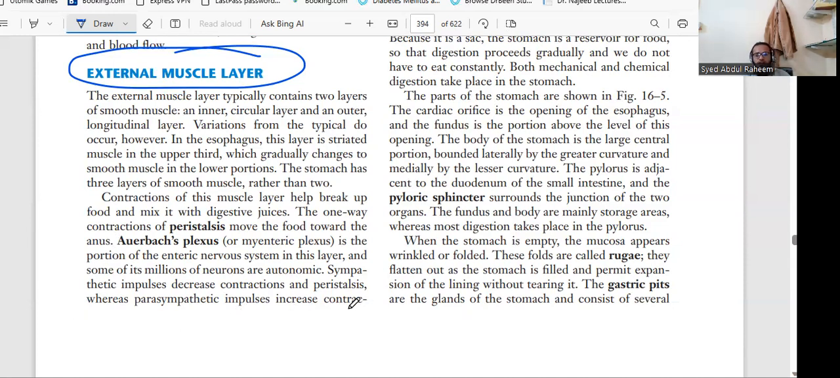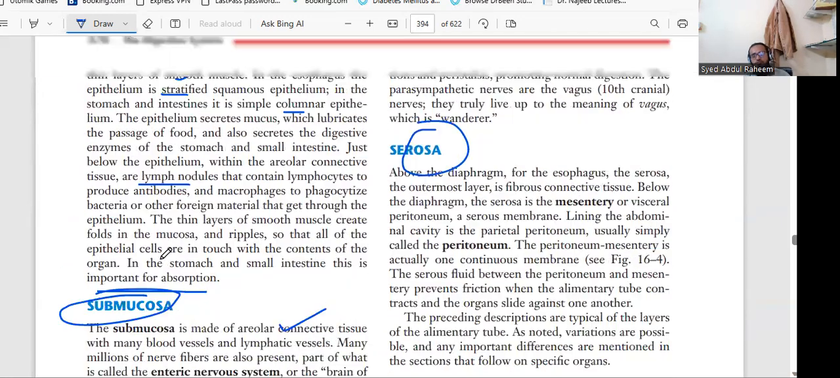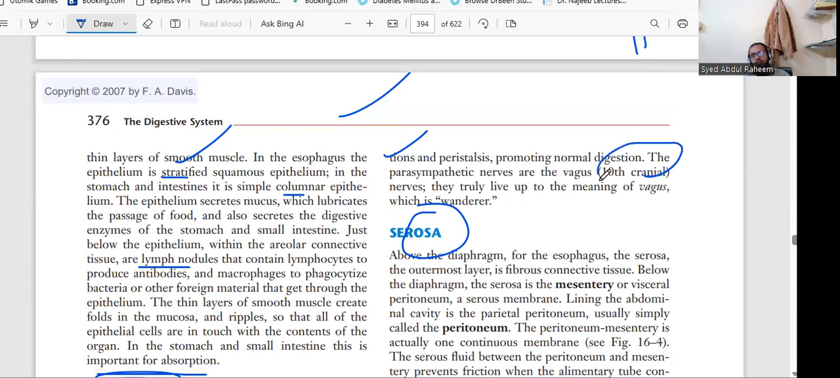Sympathetic impulse decreases contraction and peristalsis, whereas parasympathetic impulse increases contraction and peristalsis. So this is the functioning of the brain. The nerve which gives this movement is the 10th cranial nerve, also called the vagus nerve. Yesterday we talked about the tongue. Here the muscular layer has the 10th cranial nerve, the vagus nerve. Because of irritation, the patient will get irritation in the brain, irritation in the stomach, and a vomiting sensation. This is also a reflex.